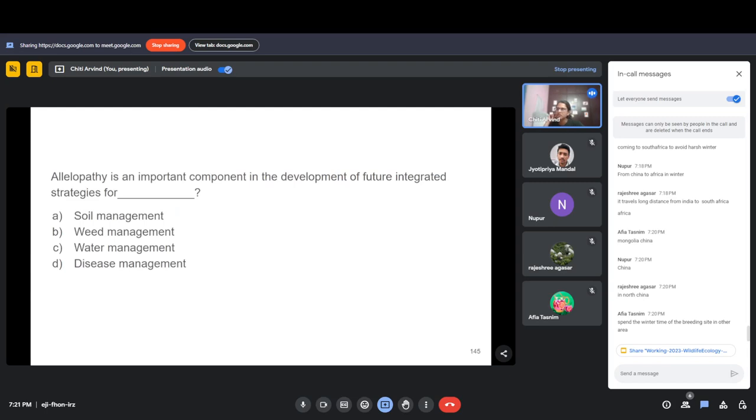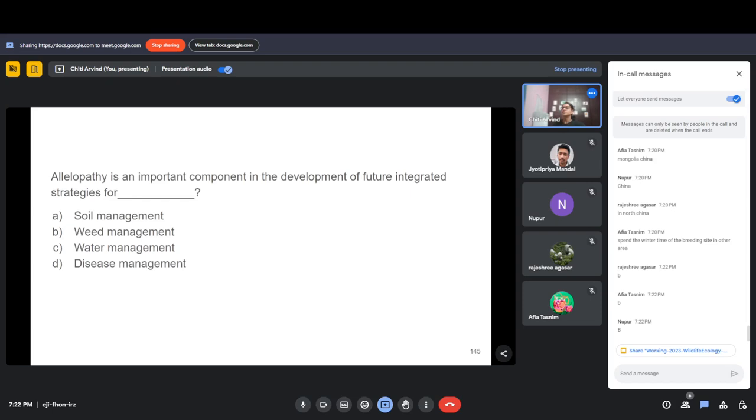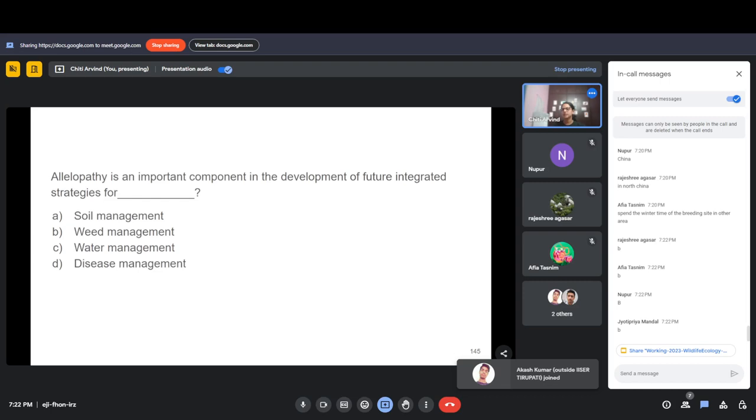Alright, so allelopathy is an important component in the development of future integrated strategies for what? Soil management, weed management, disease management, water management. Okay, B. A bunch of you have selected B. That is a correct answer. So, what is basically allelopathy?